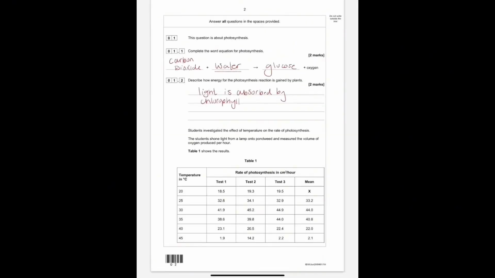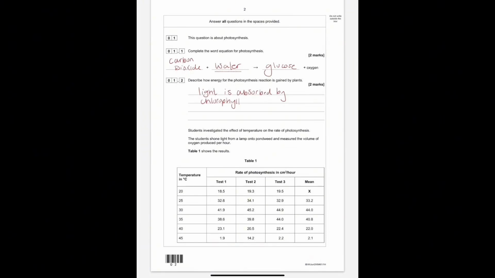Okay, everyone, so this video is going to be based on plants, root hair cells, and prokaryotic and eukaryotic cells. I know I said previously it's going to be prokaryotic and eukaryotic. Right, so let's go through some exam questions. Right, 1.1, complete the word equation for photosynthesis.